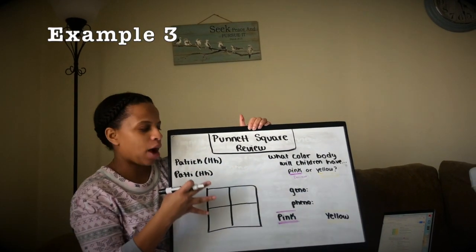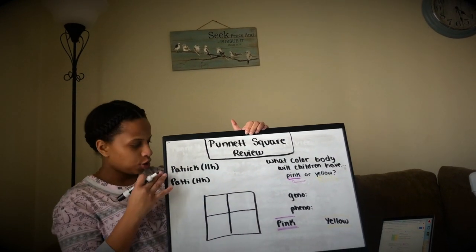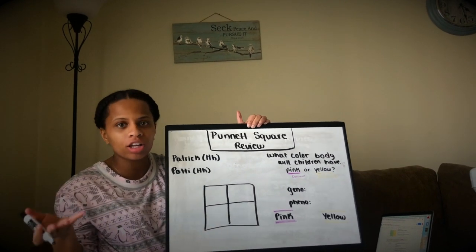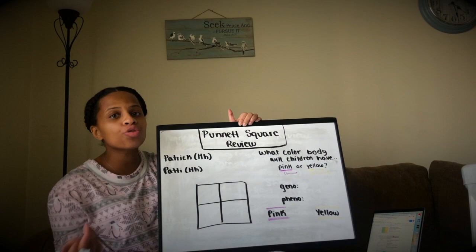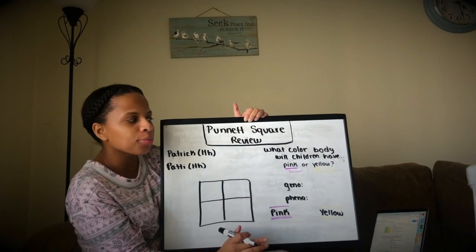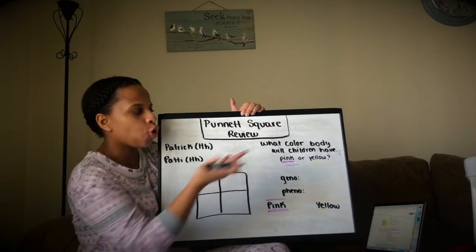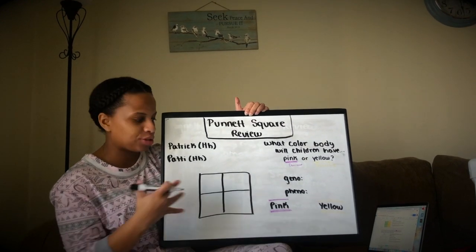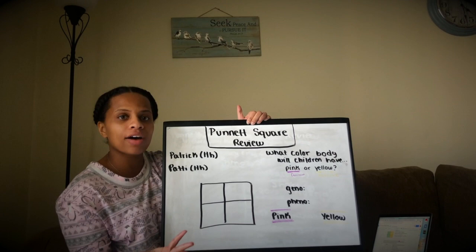Okay, guys, so now we're going to do an actual Punnett square problem. The problem is, you have Patrick and Patty, and we're trying to figure out what color their children would be if they have any children. So the two phenotypes that you could have for your body color, what color body will the children have? Will they be pink, dominant, or yellow, recessive, okay? In order to do this, we're gonna use a Punnett square, and we need to have the genotype of our parents.